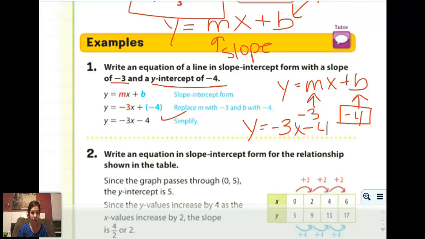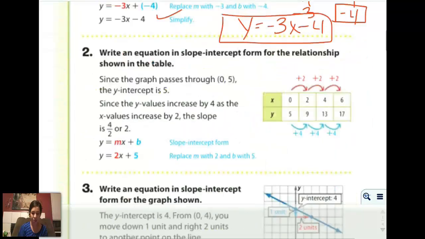If it had been plus or a positive, for example, +5, it would have been +5. In this case, since it's -4, it's a -4. So this is my equation. So far pretty simple, right? Let's go ahead and take a look now from a table.